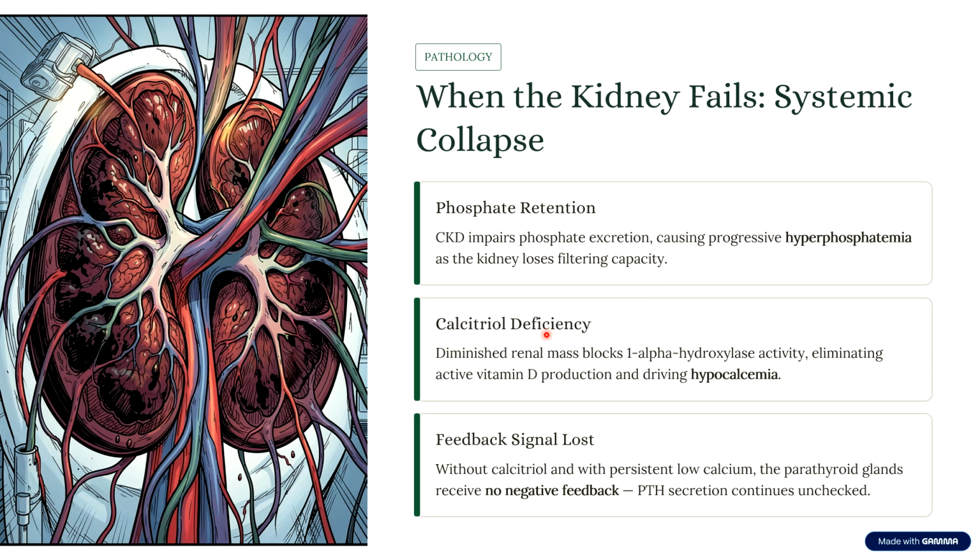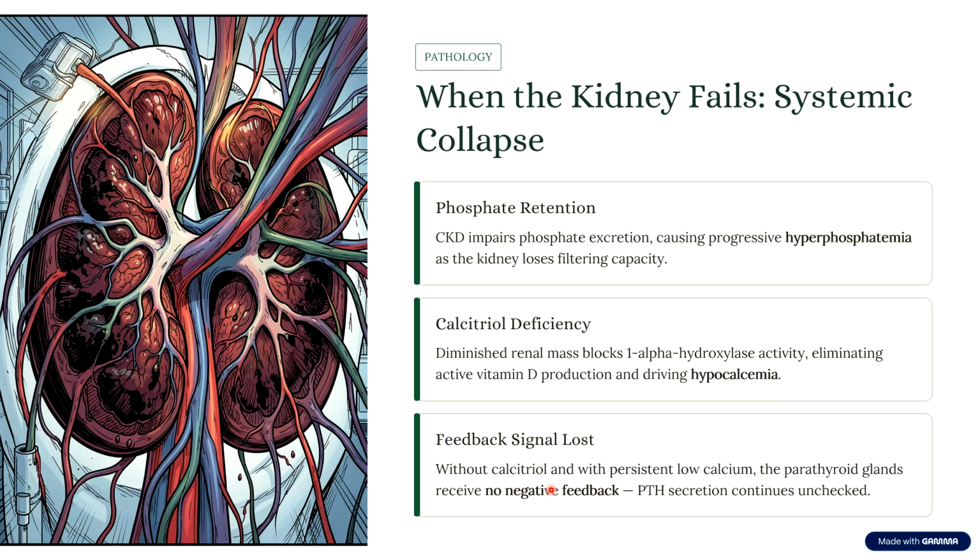Now, calcitriol deficiency. Diminished renal mass blocks 1 alpha hydroxylase activity, eliminating the active vitamin D production and driving the hypocalcemia. So, if the activity of this 1 alpha hydroxylase is blocked, then calcium ion will be decreased in the body. Then what will happen? The condition that is known as the hypocalcemia. Hypo means less.